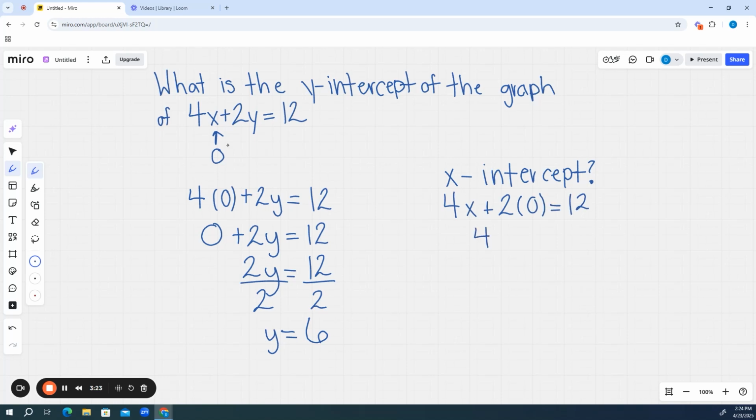So then we have 4x, and then I won't bring the 0 down, and then we have 4x equals 12. So then what we do is we divide both sides by 4. So divide this by 4, and divide this by 4, and x is equal to 3. So as you can see, we have solved for both the y-intercept and then the x-intercept. Not bad. All you have to do is set the opposite equal to 0.